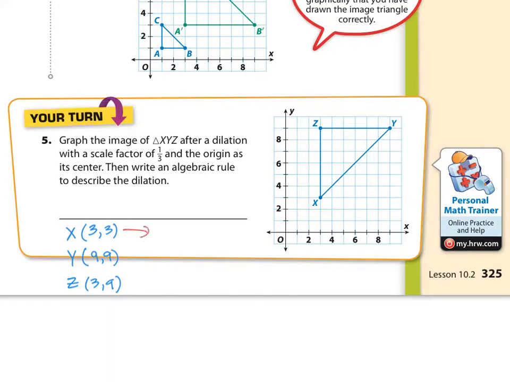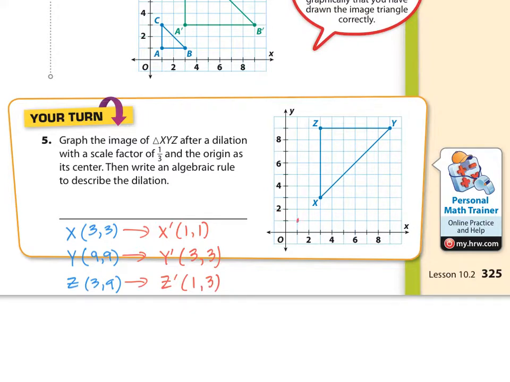The scale factor is 1/3. So that means we're multiplying these by 1/3. You can either take 1/3 of all these numbers here, or you can divide by 3. Those are all the same thing. So multiplying by 1/3 for X is going to give us X prime is (1, 1). Dividing by 3, same thing. Y prime means I'm going to take (9, 9) and divide each of those by 3, and I get (3, 3). And then Z prime, (3, 9), will become (1, 3).